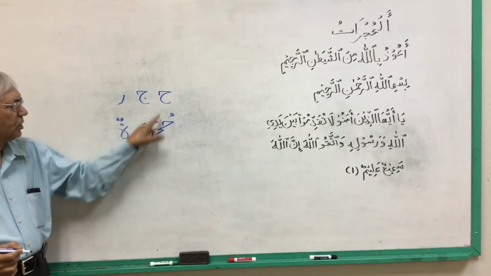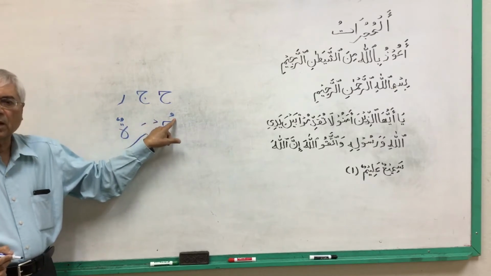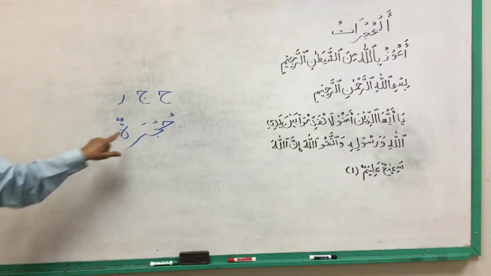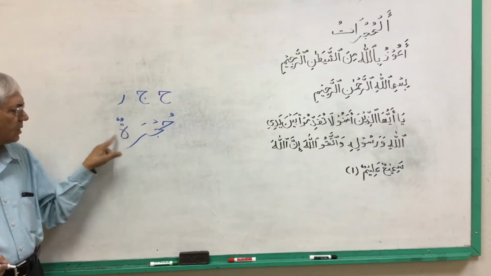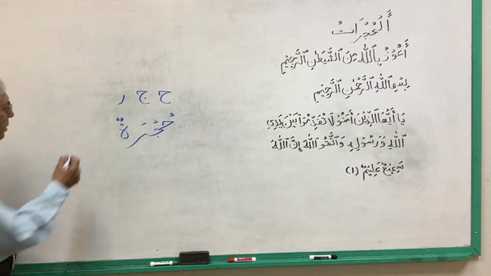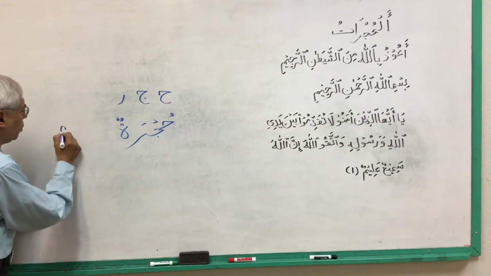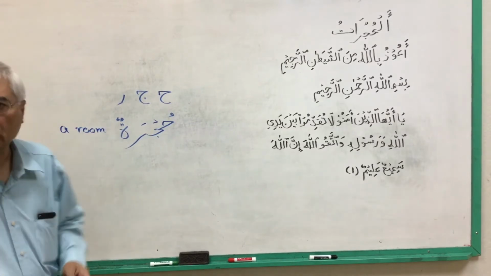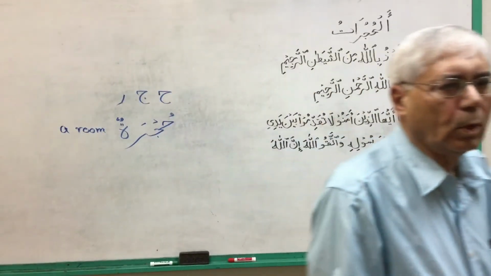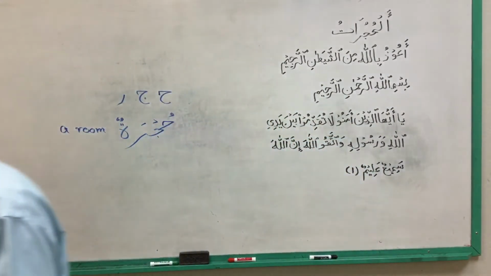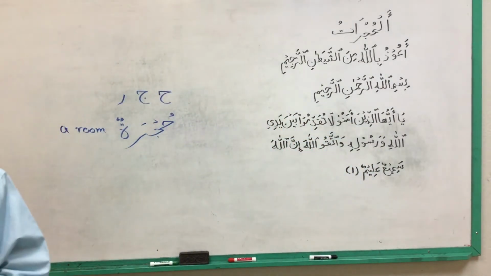So the first thing I'm going to combine is this way. Ha I combine with a Jim with a dhamma sign, which is a pesh. So it will pronounce Huj. Ra, and this is a Ta, but it's a round Ta. Hujratun. The meaning of this word is a room. Hujratun means a room or a small apartment or some closed space. Hujratun.